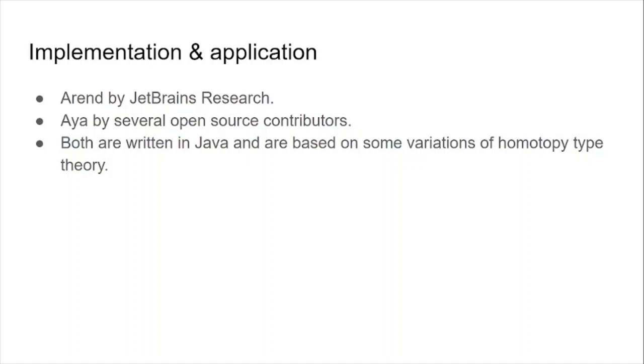The proposed syntax has been implemented in two dependently typed programming languages: Arend, developed by JetBrains Research, and Aya, developed by a yet unnamed team and some open source contributors, both based on a variation of homotopy type theory. So we have the homotopy type theoretical path type playing the role of a built-in identity type. The so-called path type is a type that satisfies the introduction rule and the elimination rule of the standard Martin-Löf type theoretical identity type.